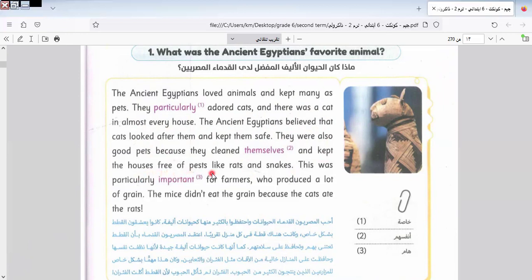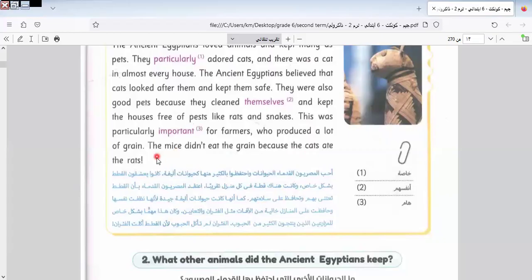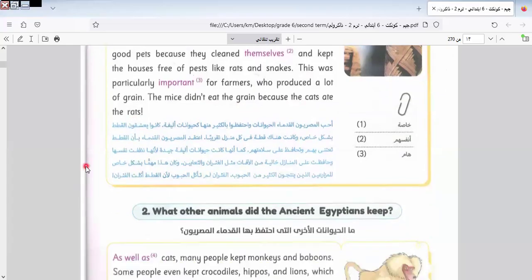Okay, so this is the belief of the ancient Egyptians. They thought that cats take care of them and keep them safe, and kept the houses free from pests like rats and snakes. This was particularly important for farmers who produced a lot of grain. The mice didn't eat the grain because the cats ate the rats. So they can't eat the grain. Why? Because the cats eat rats.